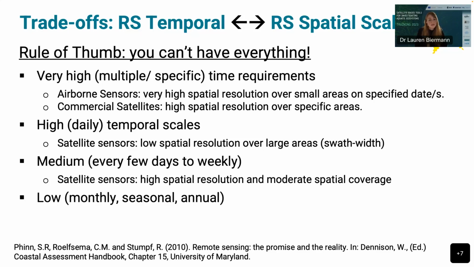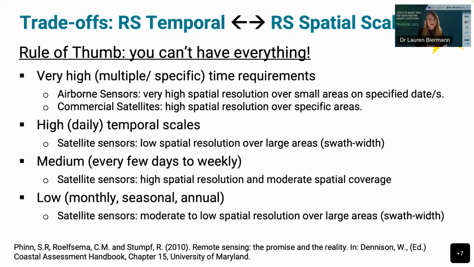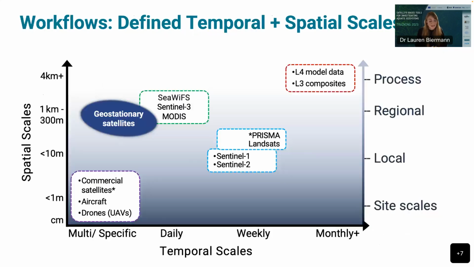And of course, if you only want to get an overview of what's happening on monthly, seasonal, or annual scales, then you have a better selection, but you tend to be looking at data at level 3 or level 4. And I'll explain a little bit more about what that means.